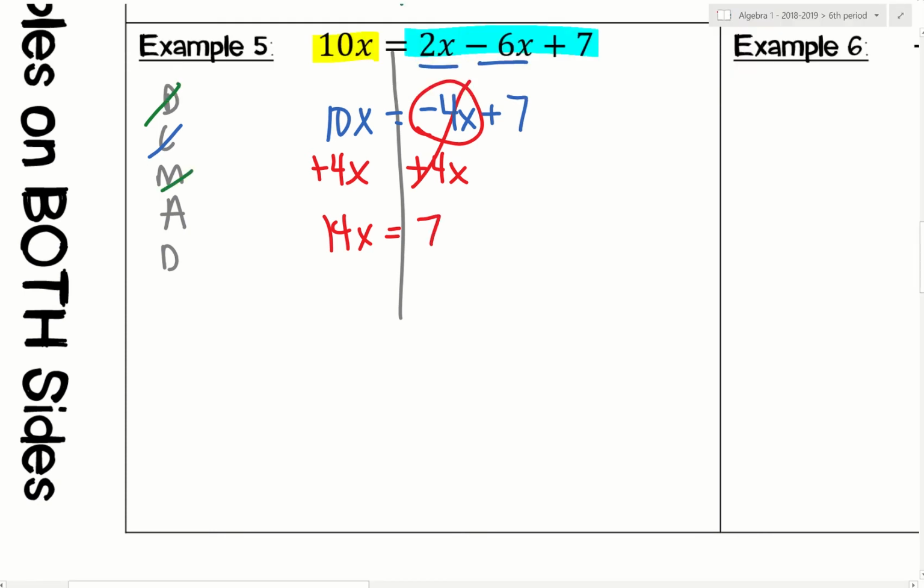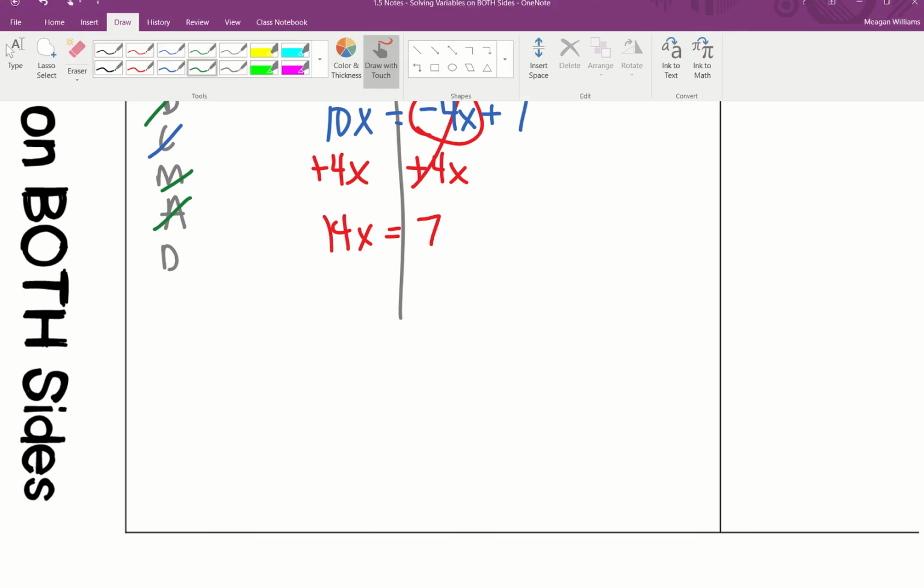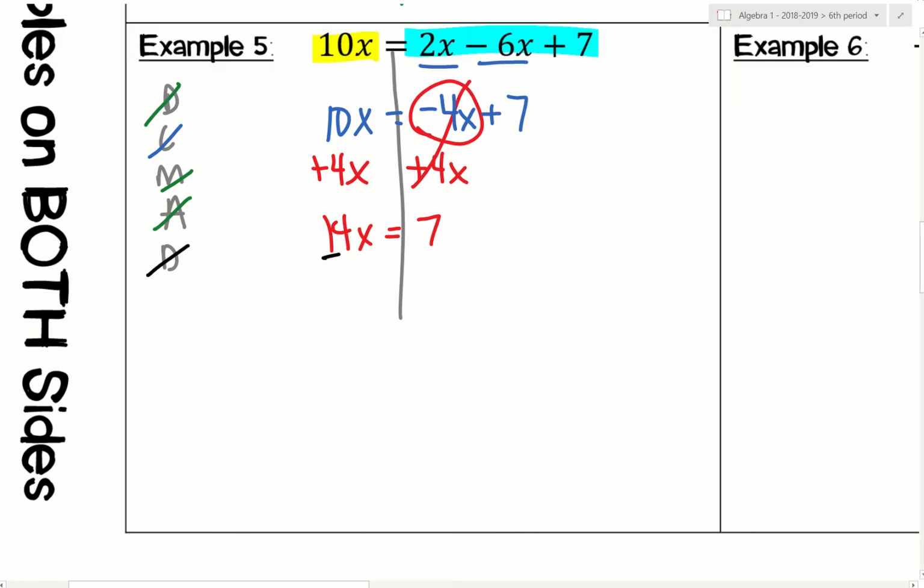Okay? And then after I move my variable, I look to add or subtract other things. Is there anything else with my variable I need to get rid of? No. So add or subtract's gone. But there is one last step here. What is it? Divide by my leading coefficient, which happens to be 14. I've got x equals 0.5, or some of you would have recognized it as 1/2.